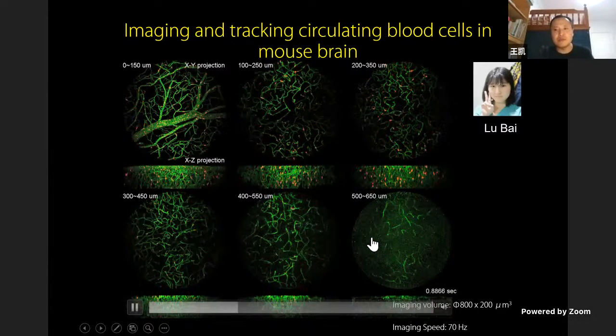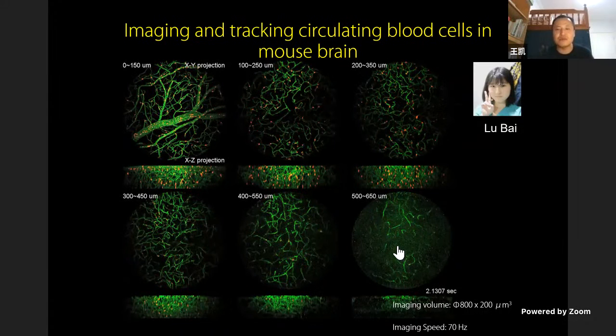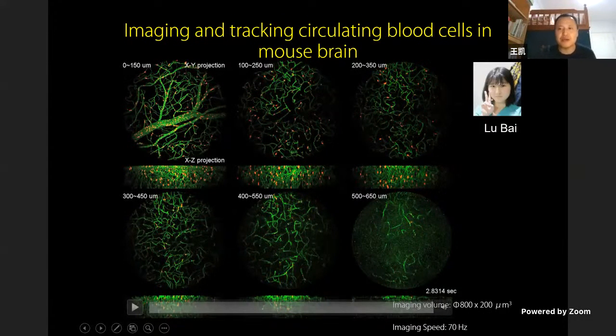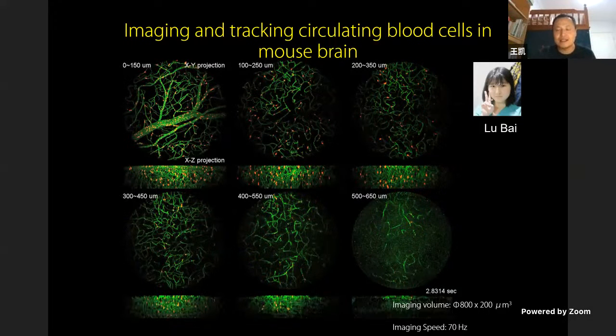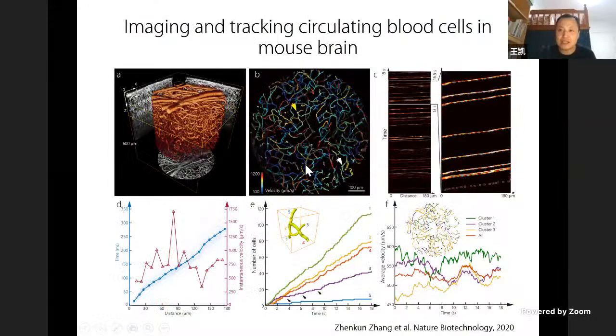Another reason that we can image so deep is that we use a near infrared dye to label the blood cells. Because of the high speed of the light field, we can pretty much track every single cell in the capillaries, not in very large blood vessels, but in these small blood vessels. We can quantify the moving speed of these circulating blood cells.